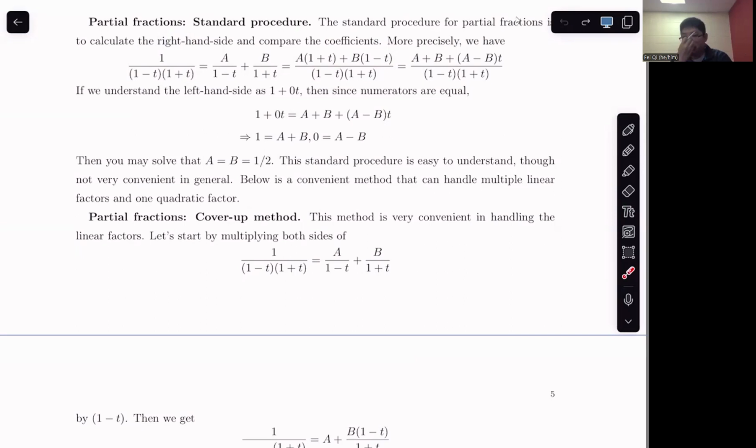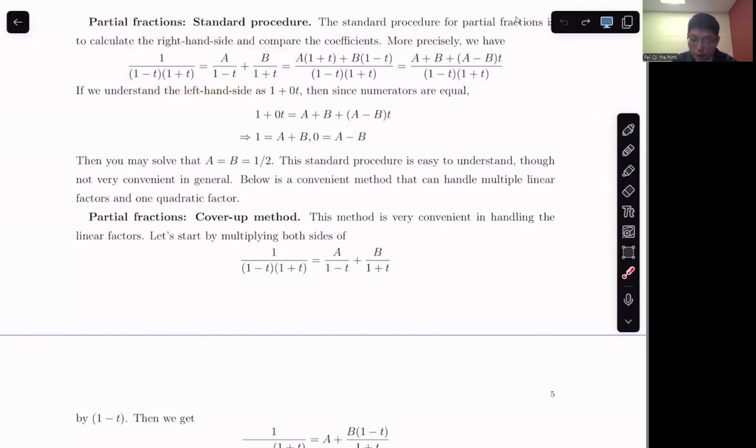So below is a much more convenient method that can handle multiple linear factors and one quadratic factor. Understanding this particular case would most likely be enough for this class. Although I would at least include one example where you will have to use the general standard procedure to handle the partial fractions, this will not appear until very late. Okay, but let me just start with the cover-up method. Let's first apply the cover-up method to this partial fraction.